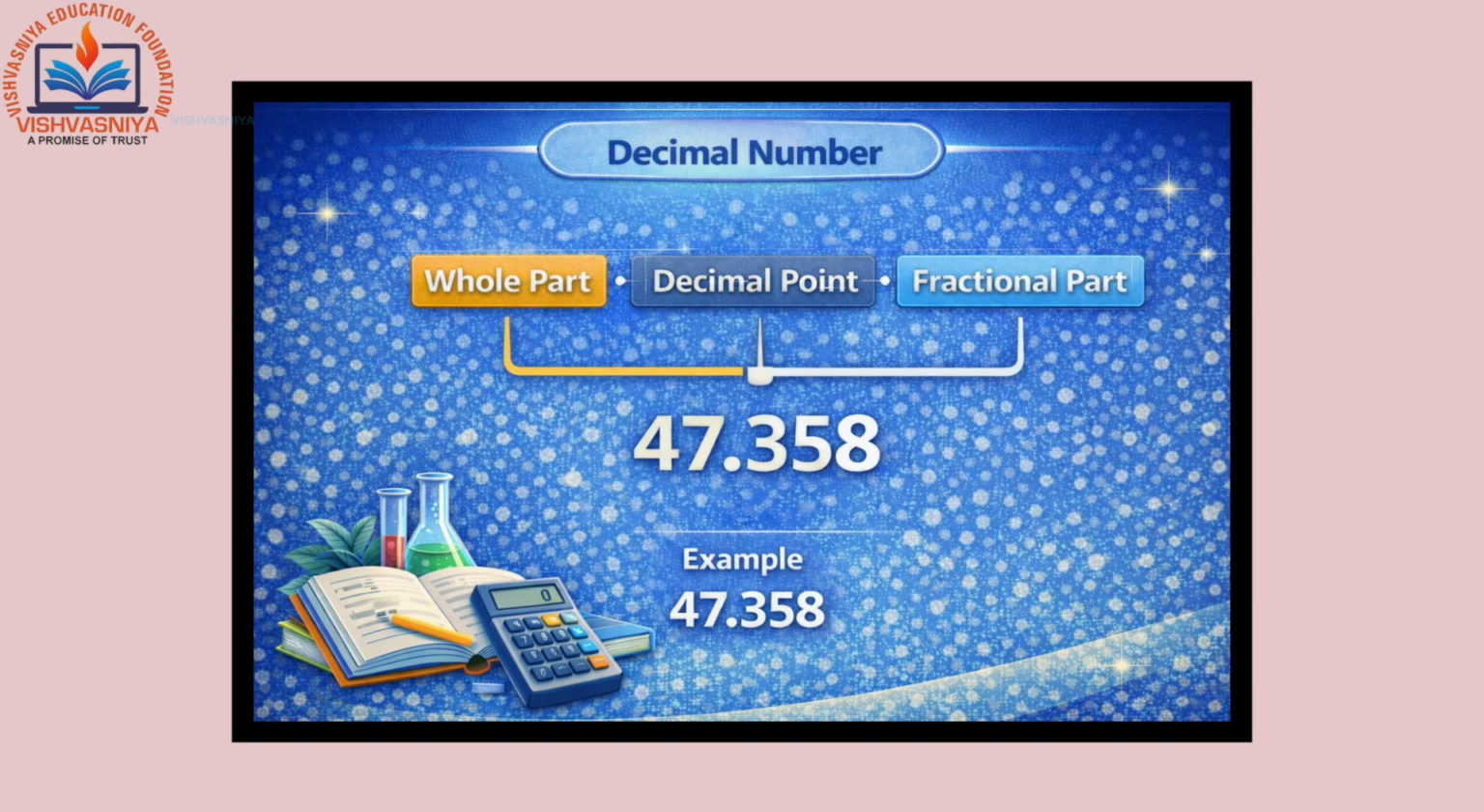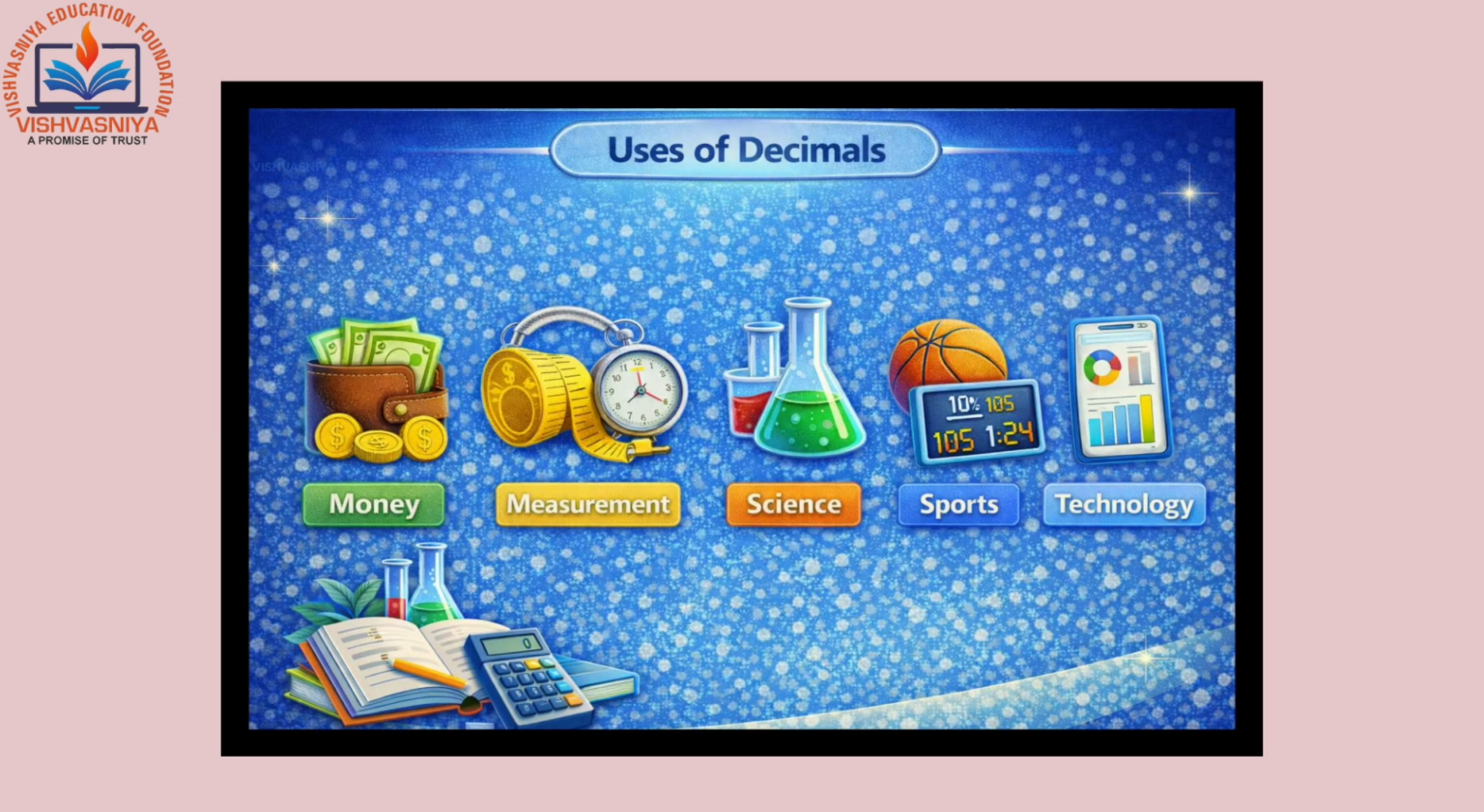A decimal number is a number that contains a decimal point. The digits on the left side form the whole number part. The digits on the right side represent fractional values. For example, 47.358. Decimal numbers are used in many real-life situations.